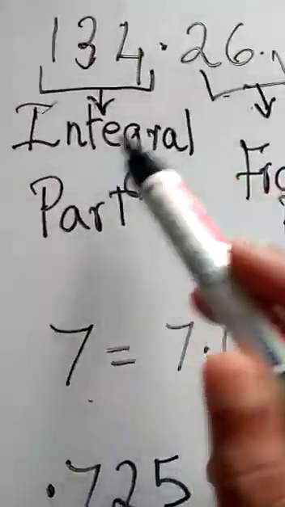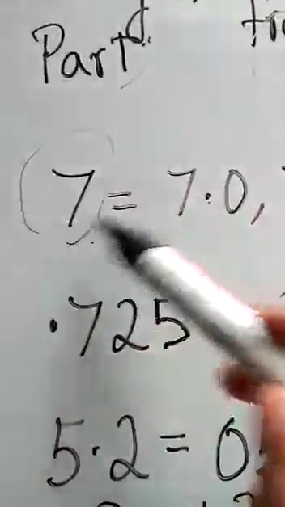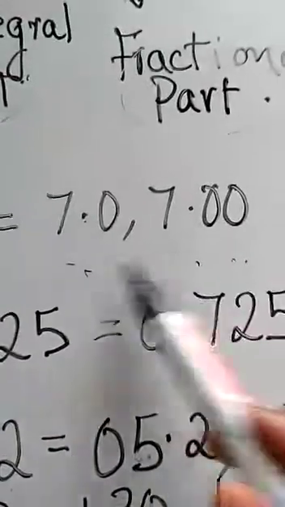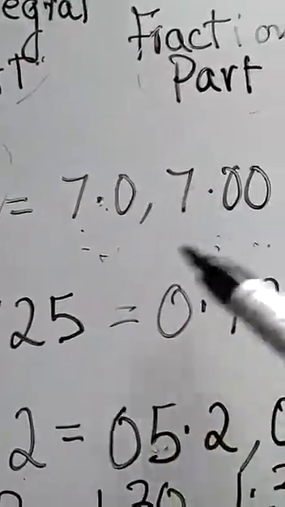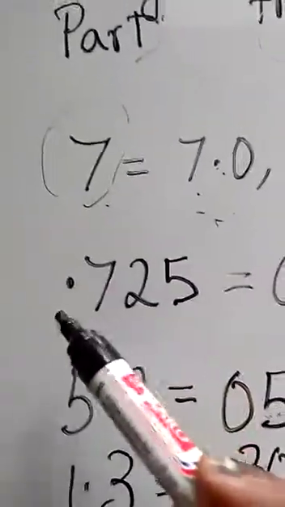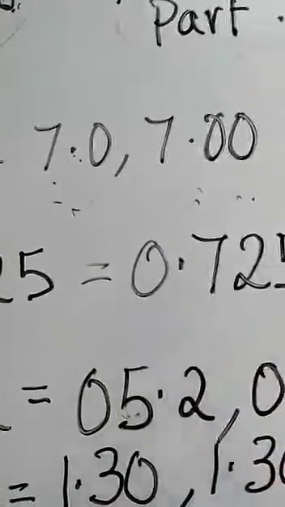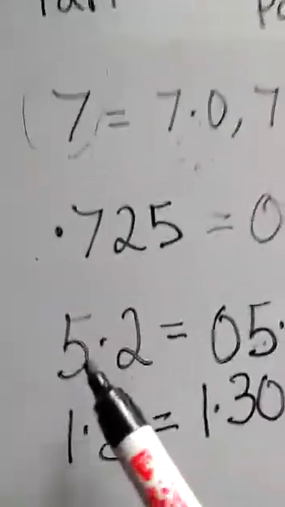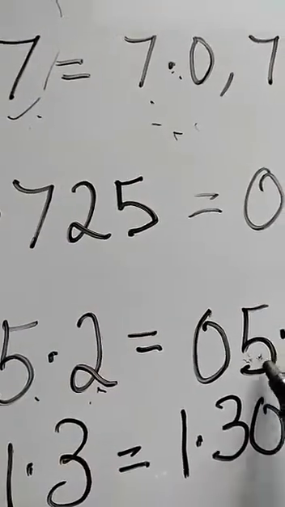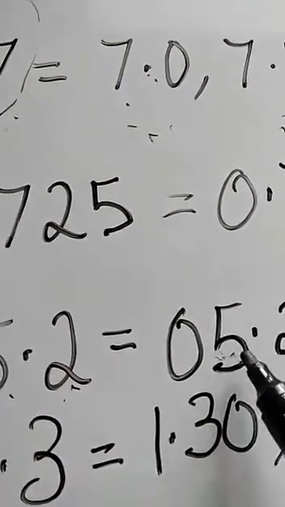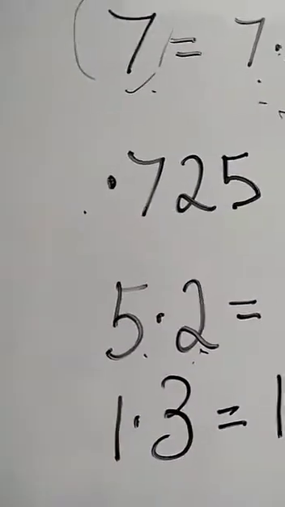In a decimal number, this is the integral part, this is the fractional part, and if you have a whole number, you can write it in decimal form like this. After the whole number, put a decimal point and put zeros. Now if there is a decimal number which doesn't have an integral part, you will put 0 in that space. Now if you have a decimal number like this, before the whole number, however many zeros you put, it doesn't change the value.